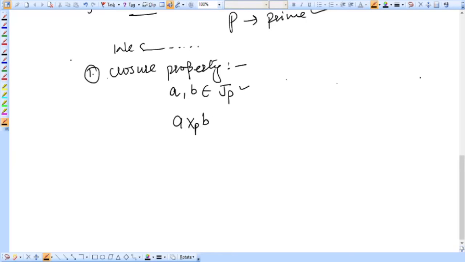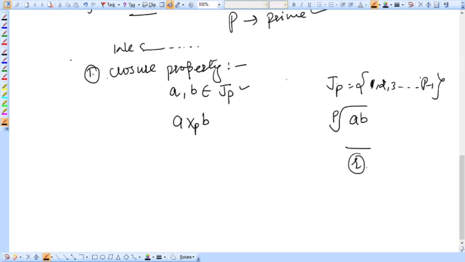So we know Jp contains elements from 1 to p minus 1, right? And a multiplication modulo p is the remainder ab leaves when divided by p, okay, and this remainder r is always less than p, which is the divisor, and greater than or equal to 0, right? So the possibilities of a multiplication modulo p are 0, 1, 2, 3 up to p minus 1.